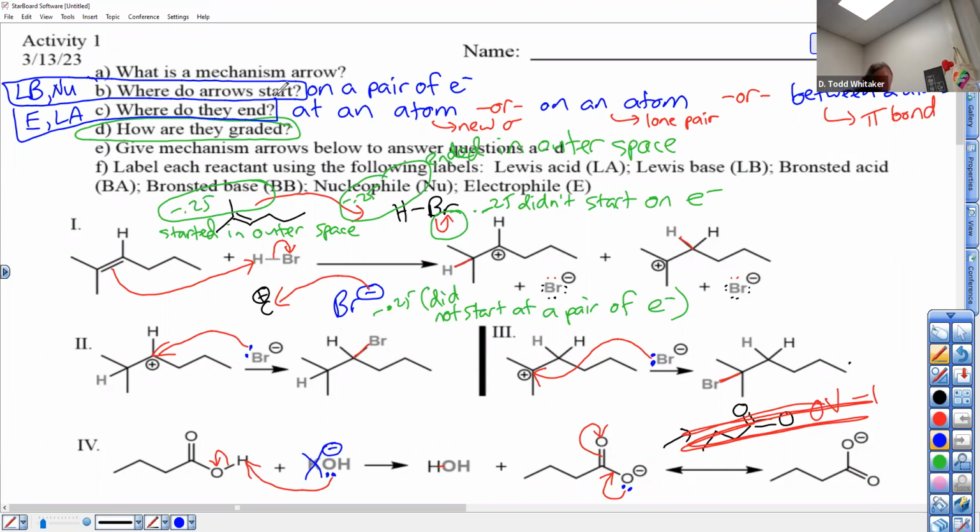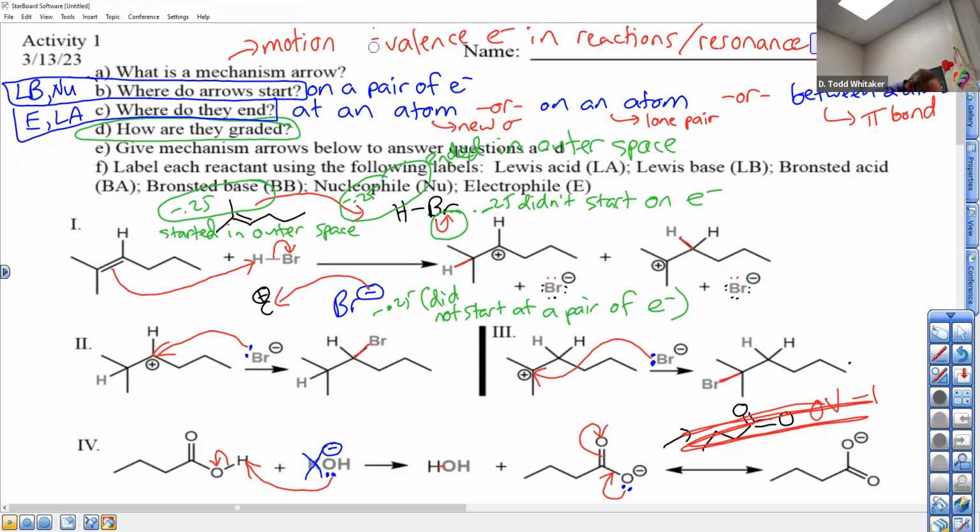Mechanism arrows are motion of valence electrons in reactions and resonance. And resonance is often part of the reactions anyway. Motion of valence electrons. Let's be more specific. Of two valence electrons in reactions and in resonance.